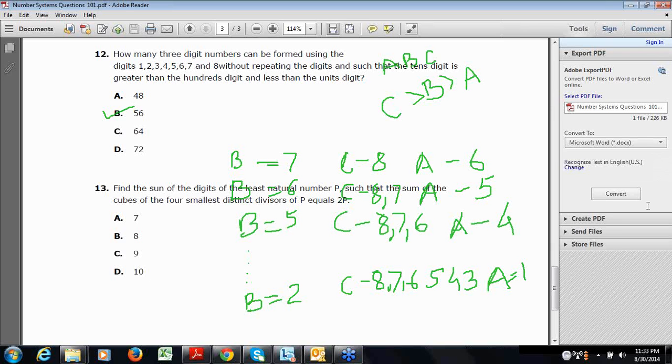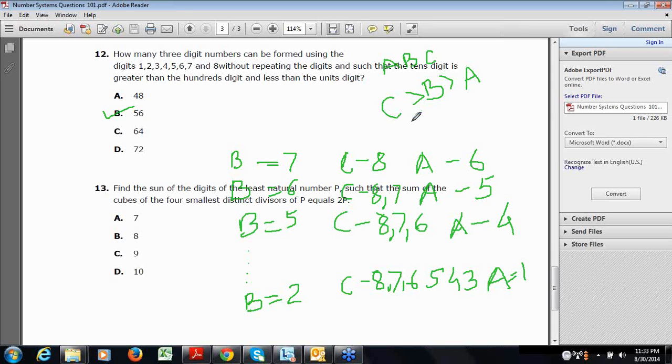Varun, don't go into 8C, 8P something. This is not something like that. Leave all those things. Listen to what I am saying, everybody, once again. So you have A, B, C as the 3-digit number. Now the condition is C is greater than B is greater than A, and you have digits 1, 2, 3, 4, 5, 6, 7 and 8, and none of the digits have to be repeating.